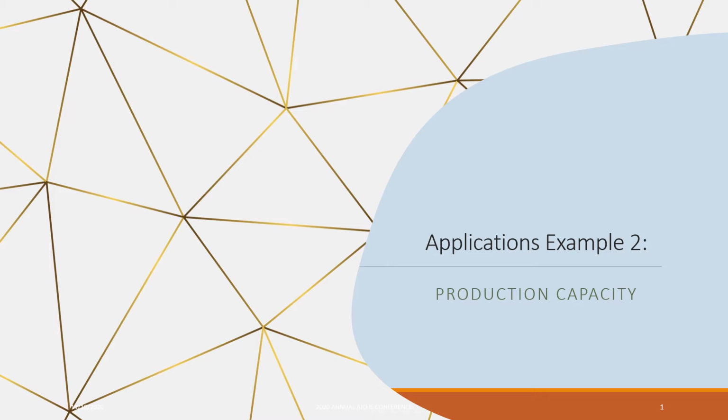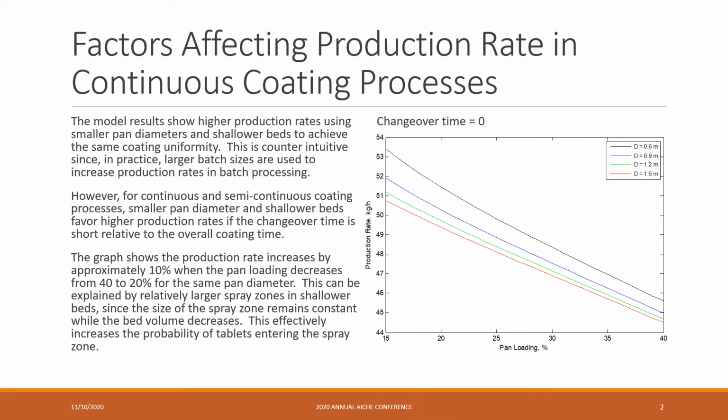This is the second example under practical implications, and it discusses the factors that impact the production capacity for batch and continuous coating processes. Suppose we want to use the model to help us increase the production rate without compromising the quality. How can we use the model to give us a higher production rate?